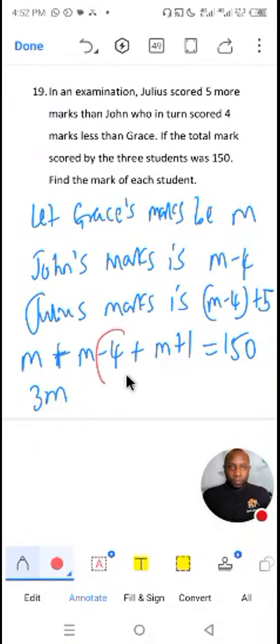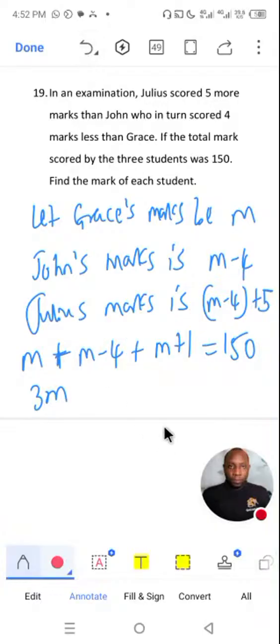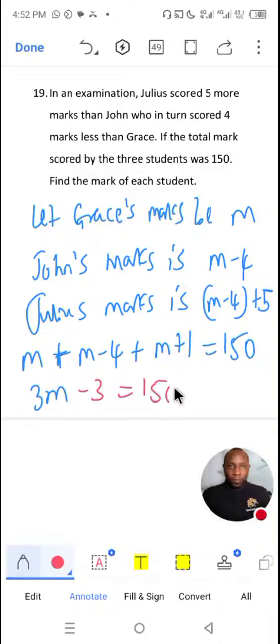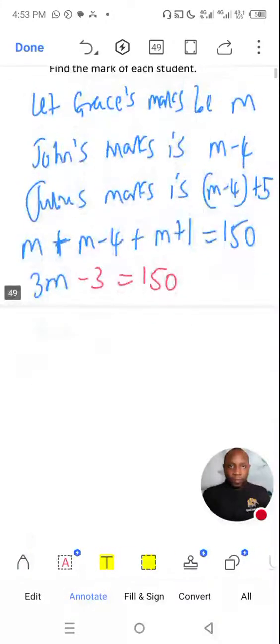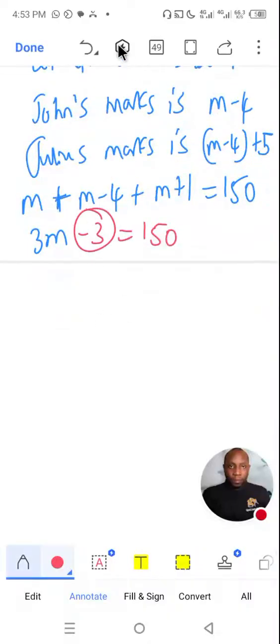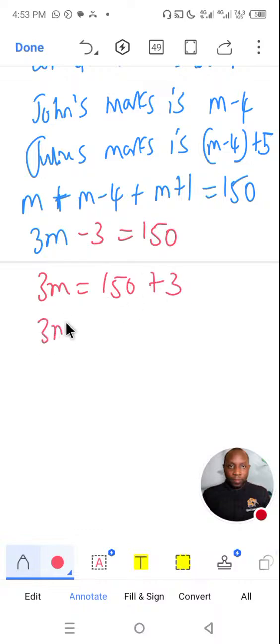Minus 4 plus 1 is what? That's minus 3. So equal to 150. I'm going to add 3 to both sides, or move minus 3 to the right hand side. So 3M is equal to 150 plus 3. So what's 150 plus 3? That's 153. And what is going to be the next thing?